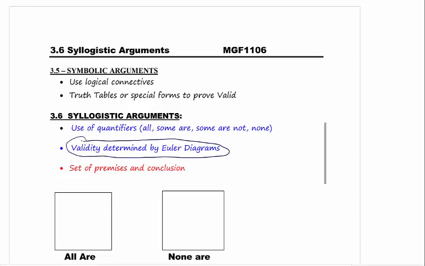On your test, it is not acceptable just to say valid or invalid. Your drawing will have to correspond with your conclusion to get credit. We will still have a set of premises and a conclusion. So we're still saying, if my premises happen, does my conclusion follow?